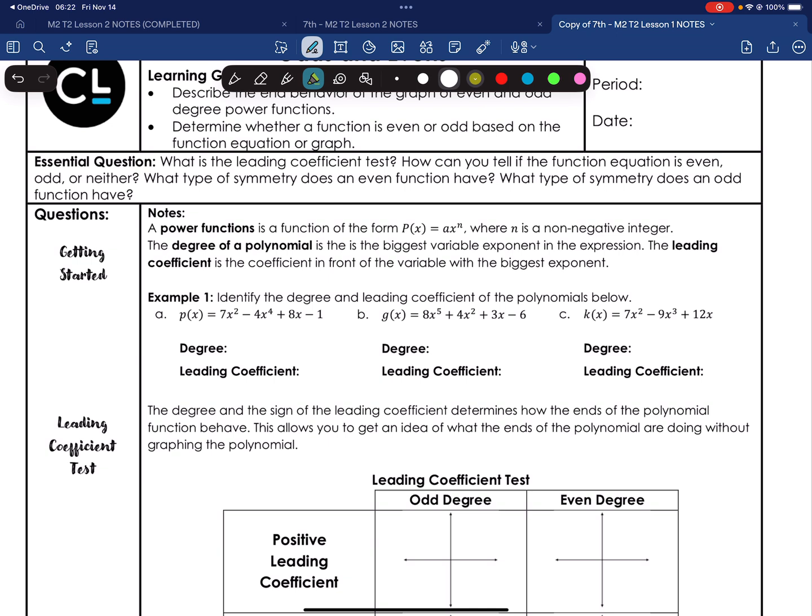The degree of a polynomial is the biggest variable exponent in the expression, and the leading coefficient is the coefficient in front of the variable with the biggest exponent. So in that ax to the n power, the degree of the polynomial would be n, and the leading coefficient would be a.